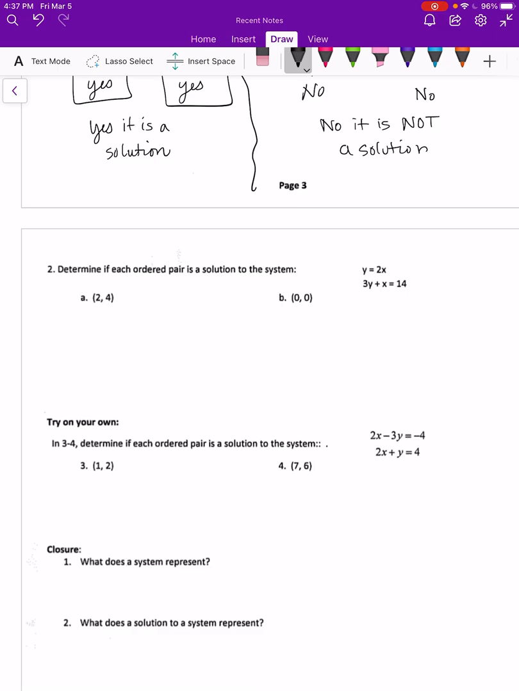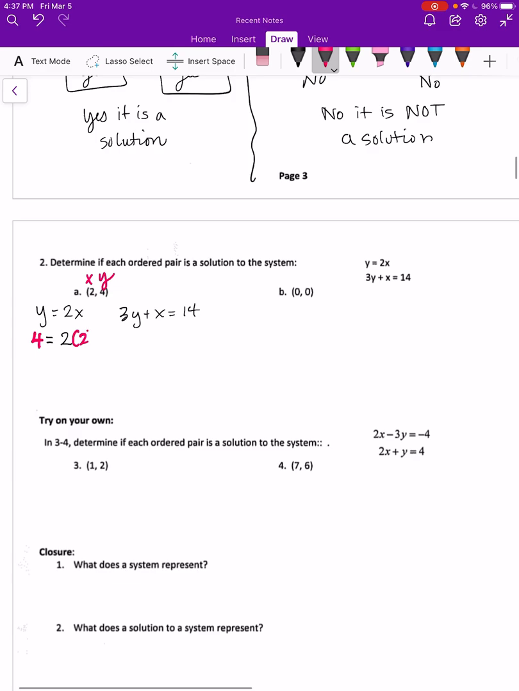So we'll do one more. So here's 2, 4. So x and y. I'm going to take my two equations. So y equals 2x. And then 3y plus x equals 14. So I'm going to plug in x and y. So I'm going to plug in 4 for y and 2 for x. So 4 equals 2 times 4, which is 4. So far, so good. That's a yes.